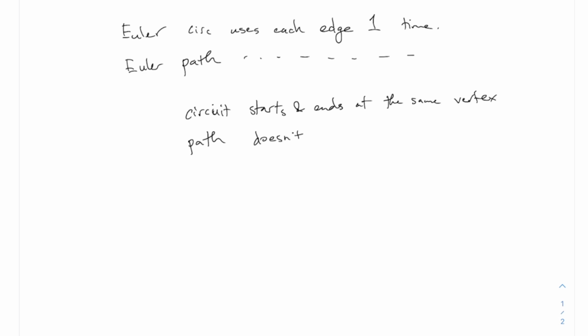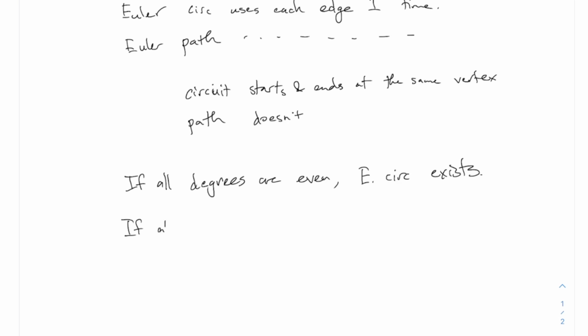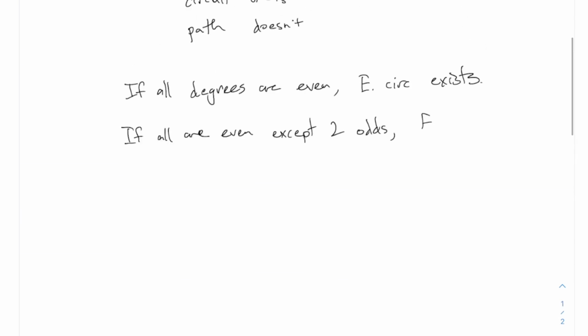All right? And the important thing that we talked about last time is how do you know if there is an Euler circuit or an Euler path? And the way you know is by looking at the degrees. So if all the degrees are even, then an Euler circuit exists. And if all the degrees are even except there are two odds, then an Euler path exists.